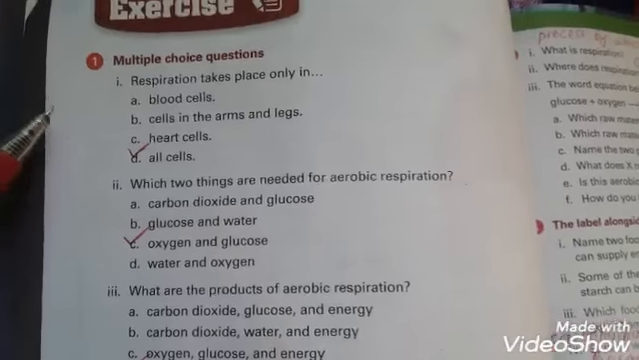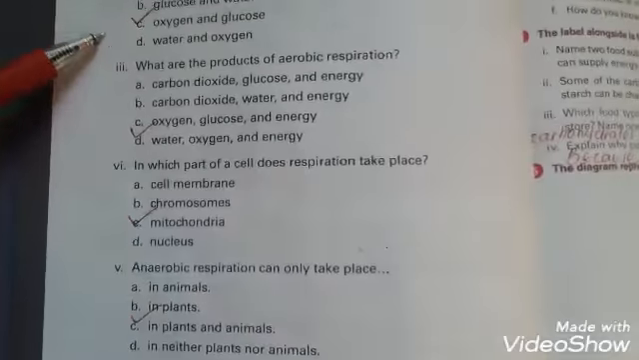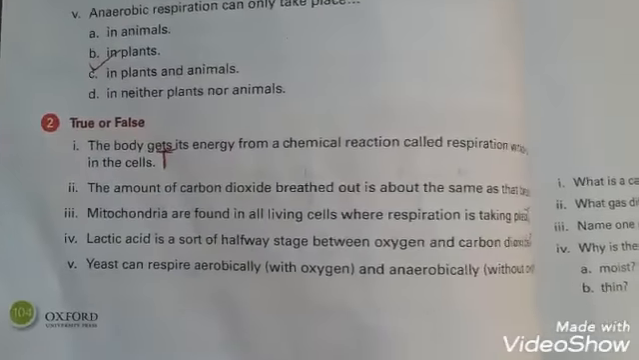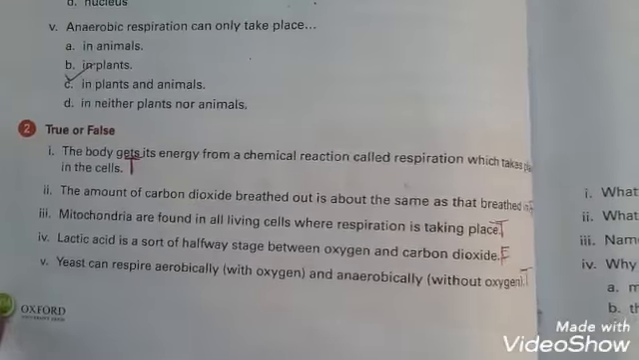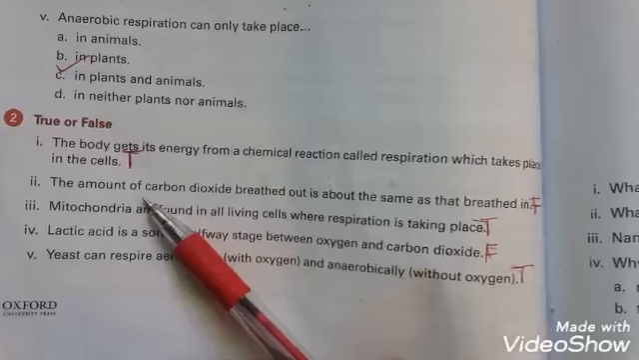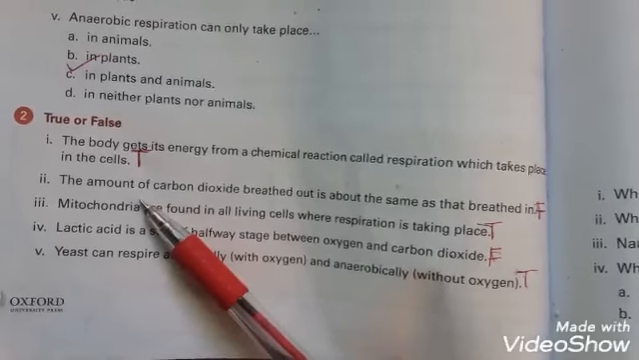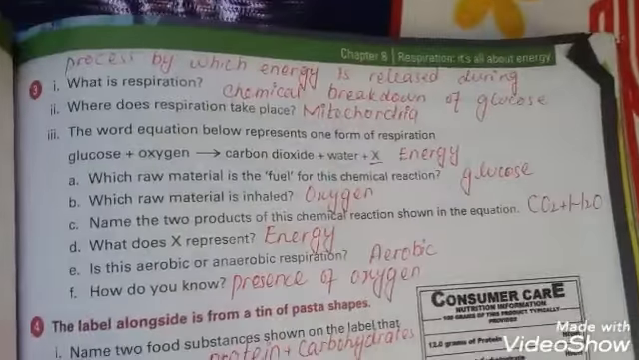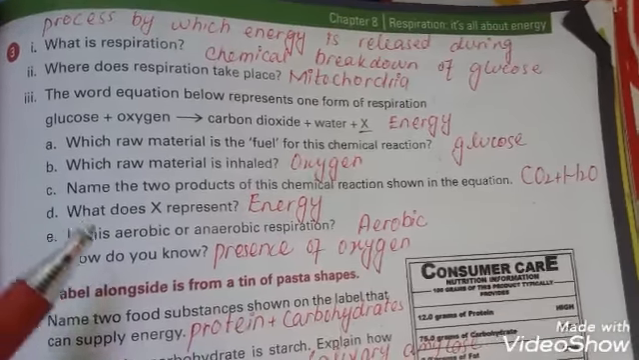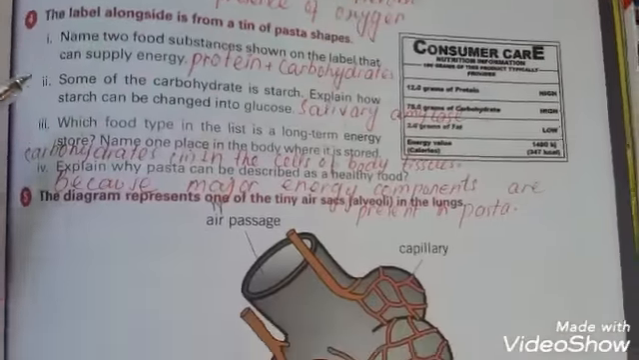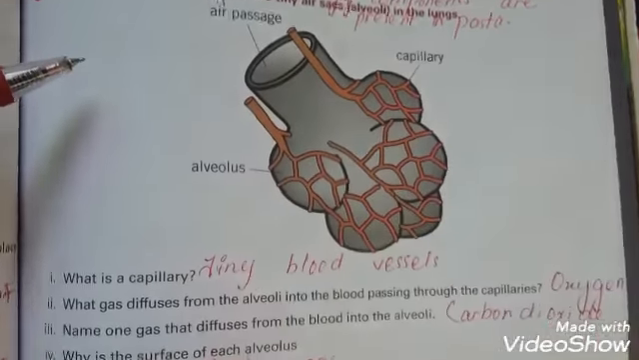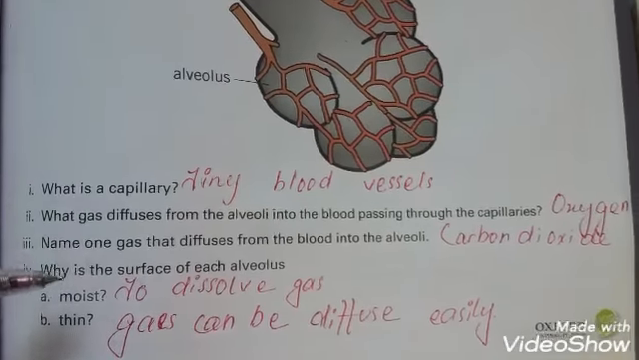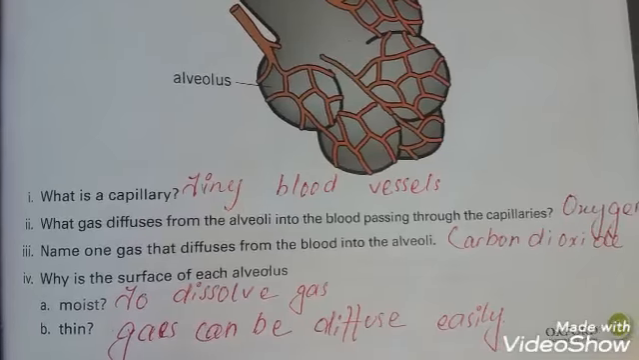On the very next page, exercise multiple choice questions. You can mark the answers in your books from here. Question number 2, true false. Now, third question, some questions and the answers are present here. You can also see the exercise questions from here and write the answers in your notebooks.